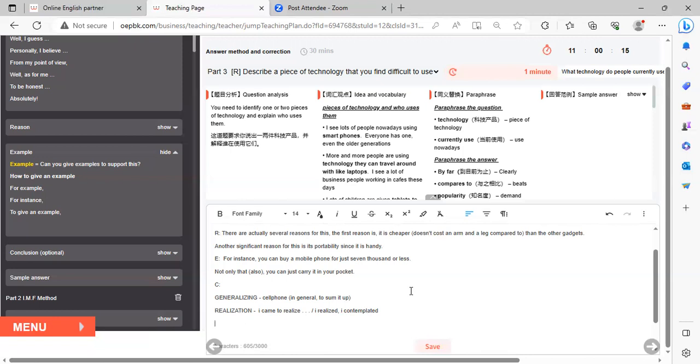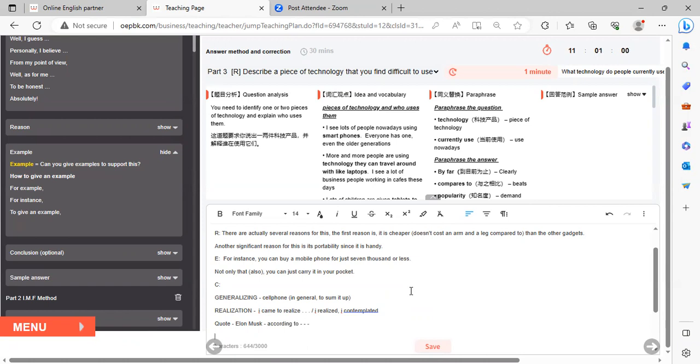Aside from realization, you can also quote somebody. For example, somebody very popular who is connected to technology, like Elon Musk. According to Elon Musk, technology is blah blah blah. You can even quote infamous people. You can quote your mom or your teacher, as long as the idea is quoting somebody. According to, and then you talk about it.